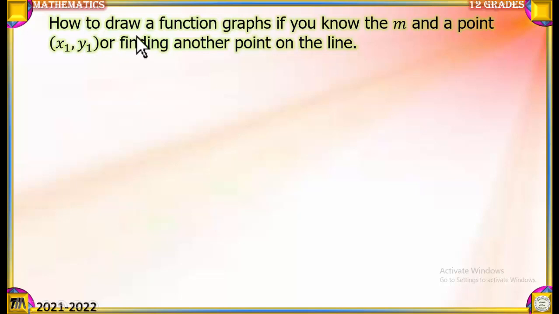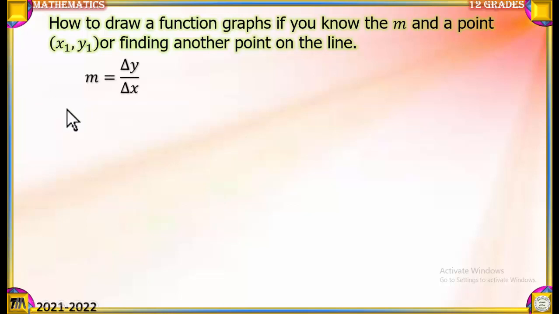How to draw a function graph if we know the slope and a point (x1, y1)? Or how we can find another points on the line when its slope and a point are given.